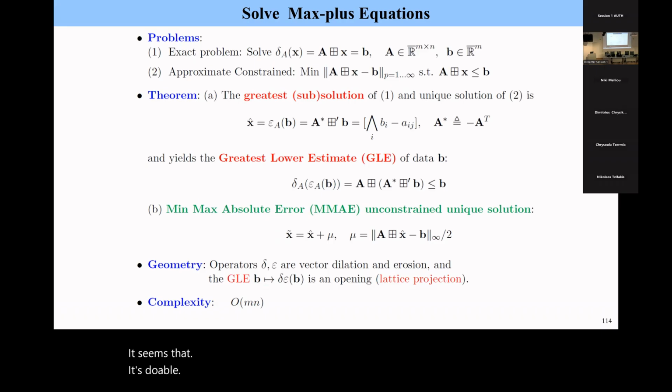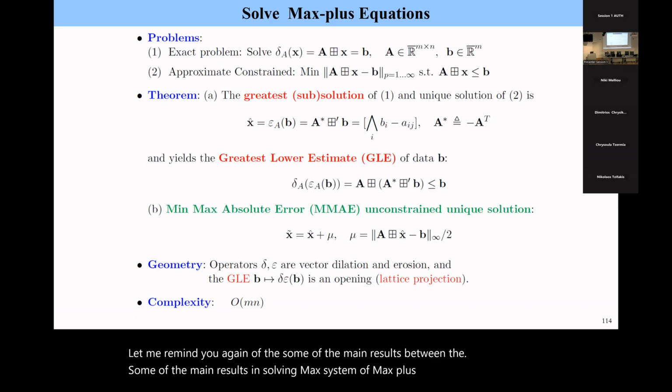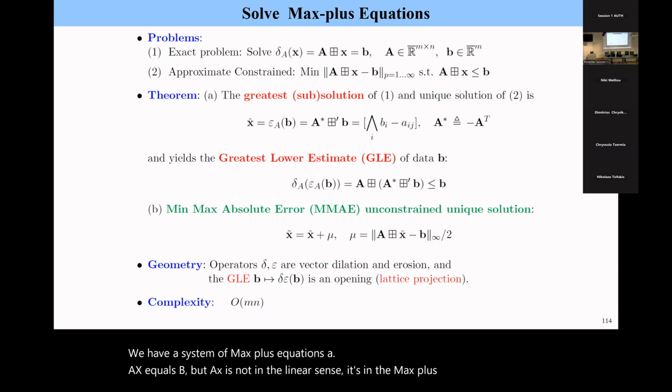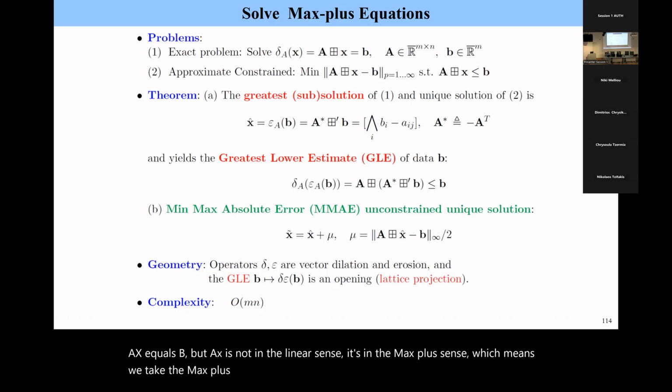Let me remind you again of some of the main results in solving a system of max-plus equations. We will be using these main results in the remainder of this tutorial. We have a system of max-plus equations, Ax equals b, but Ax is not in the linear sense. It's in the max-plus sense, which means we take the max-plus product of a known matrix A with an unknown vector x to give us a data vector b.